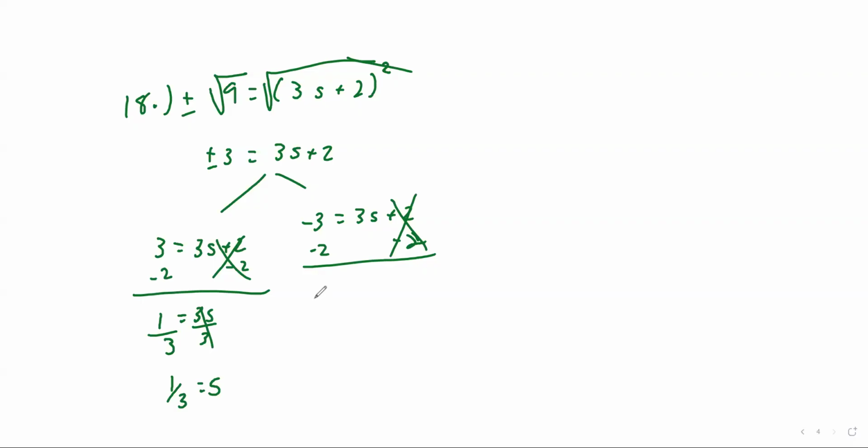Over here, I'm going to subtract 2. And so -3 minus 2 gives me -5 equals 3s, and I'm going to divide by 3. So I get -5/3 equals s. There's your two answers there. And that's just a way that we could use the square root method. The next process you need to be able to do is the completing the square method.